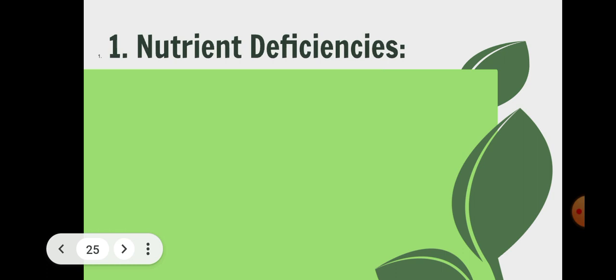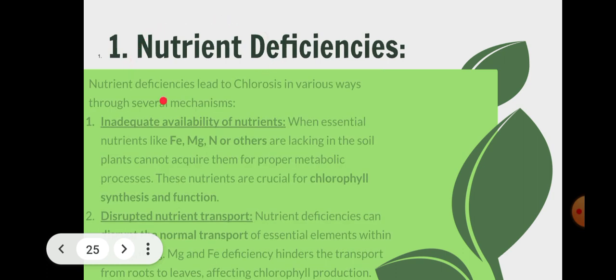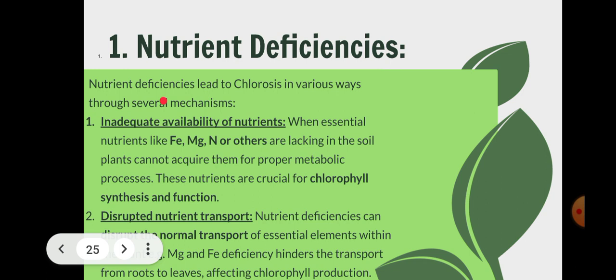Let me first talk about nutrient deficiencies. Nutrient deficiencies lead to chlorosis through a number of mechanisms. First one is inadequate availability of nutrients. When essential nutrients like iron, magnesium, nitrogen, etc. are lacking in the soil, the plants cannot have them for proper metabolic processes, and these nutrients are very important for the synthesis of chlorophyll and its proper functioning.